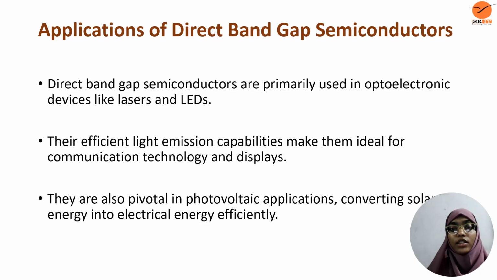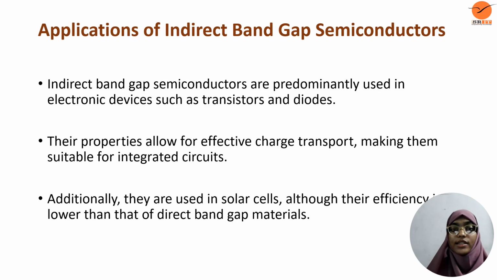Direct band gap semiconductors are primarily used in optoelectronic devices like lasers and LEDs. Their efficient light emission capabilities make them ideal for communication technology and displays. They are also used in photovoltaic applications, converting solar energy into electrical energy efficiently. Now let us see the applications of indirect band gap semiconductors.